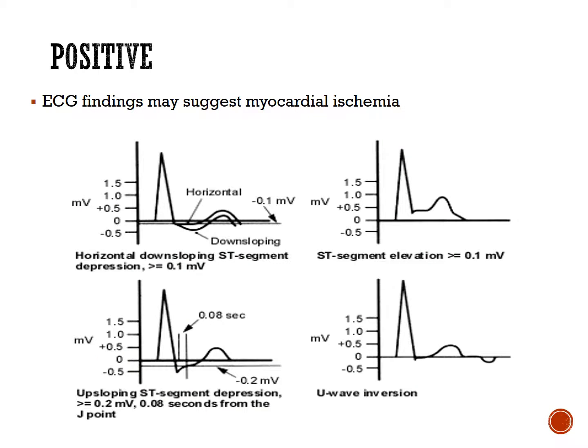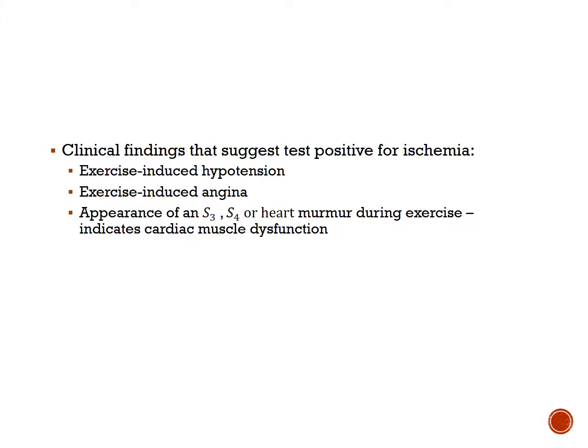A positive result will show you the ECG findings that may suggest a myocardial ischemia. This is an example of a graph that shows you a positive result. Clinical findings suggesting a test positive for ischemia usually involve exercise-induced hypotension, exercise-induced angina, and the appearance of an S3, S4 or heart murmur during the exercise.